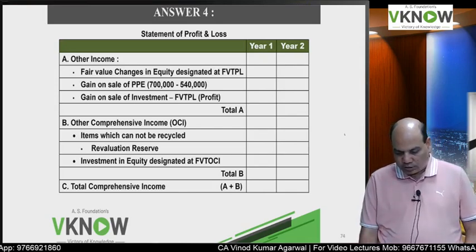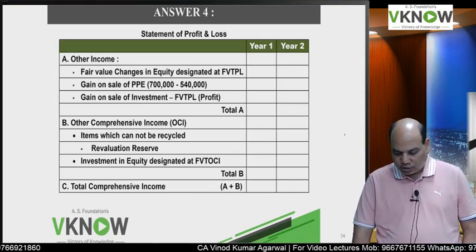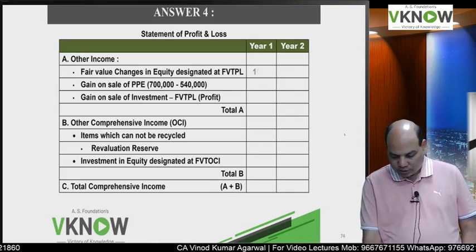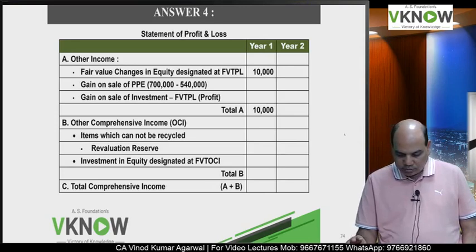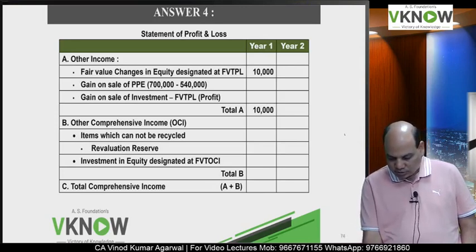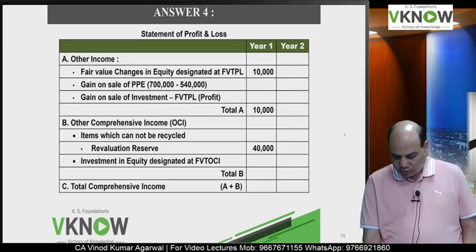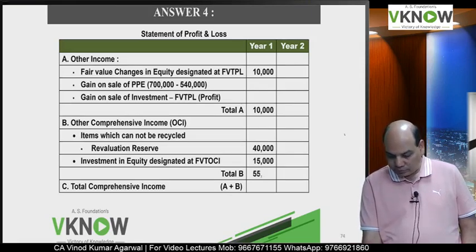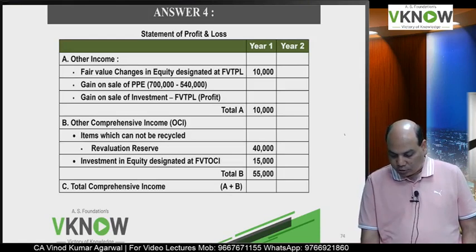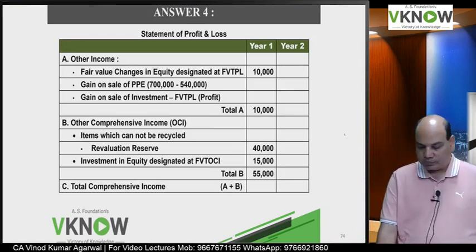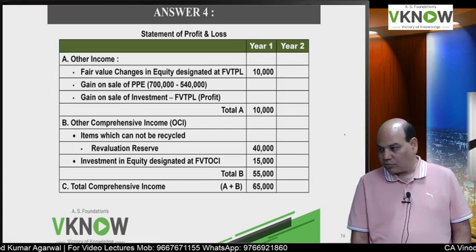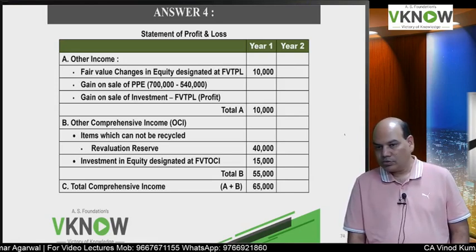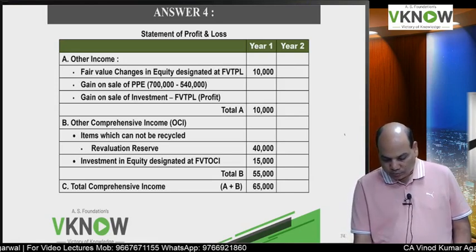First is other income. Under other income, we have fair value change in equity designated at FVTPL. So first is 10,000. Then gain on sale of PP will come in the second year. Gain on sale of investment will come in the second year. Then revaluation reserve 40,000 you have written, and 15,000 in equity designated at FVT OCI. Total other comprehensive income 55,000. So how much was your TCI of the first year? 65. Let us try year 2.